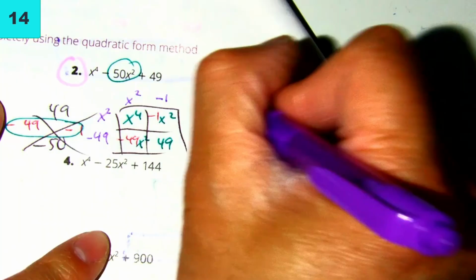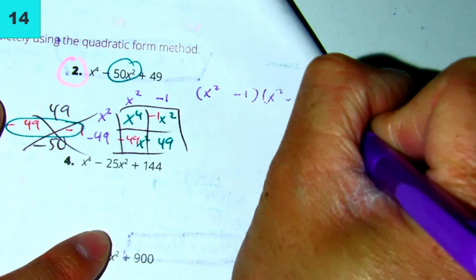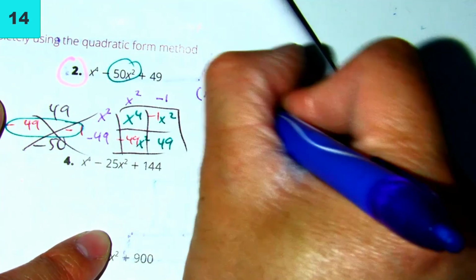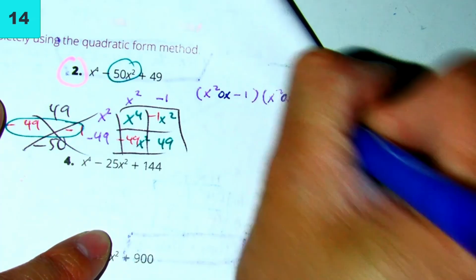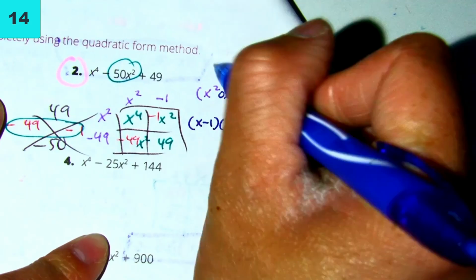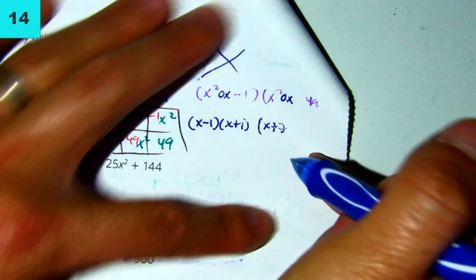So I'm going to have x squared minus 1, x squared minus 49. Don't forget to add in the 0x there. And you'll realize that that turns into x minus 1, x plus 1. So use your X method there. And then this would be x plus 7, x minus 7.